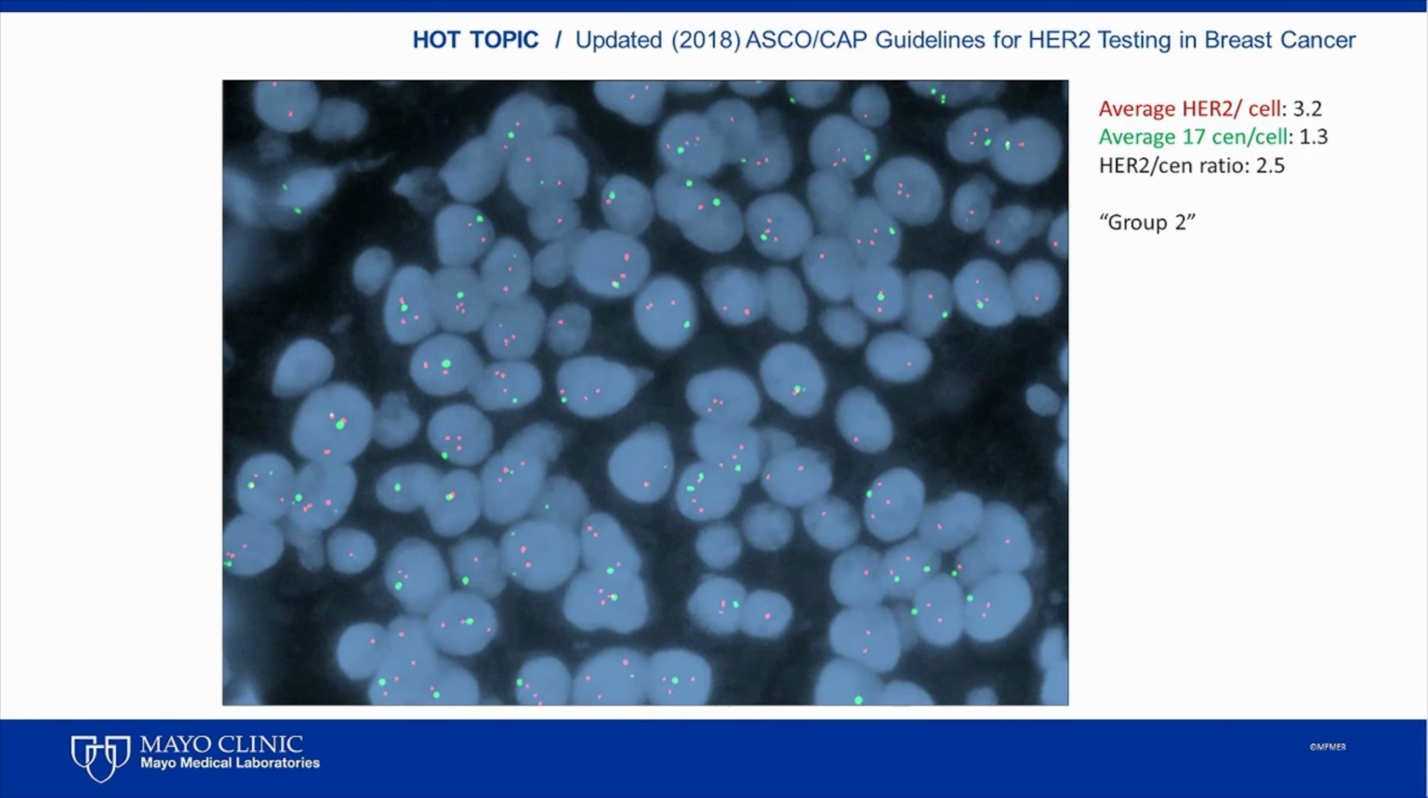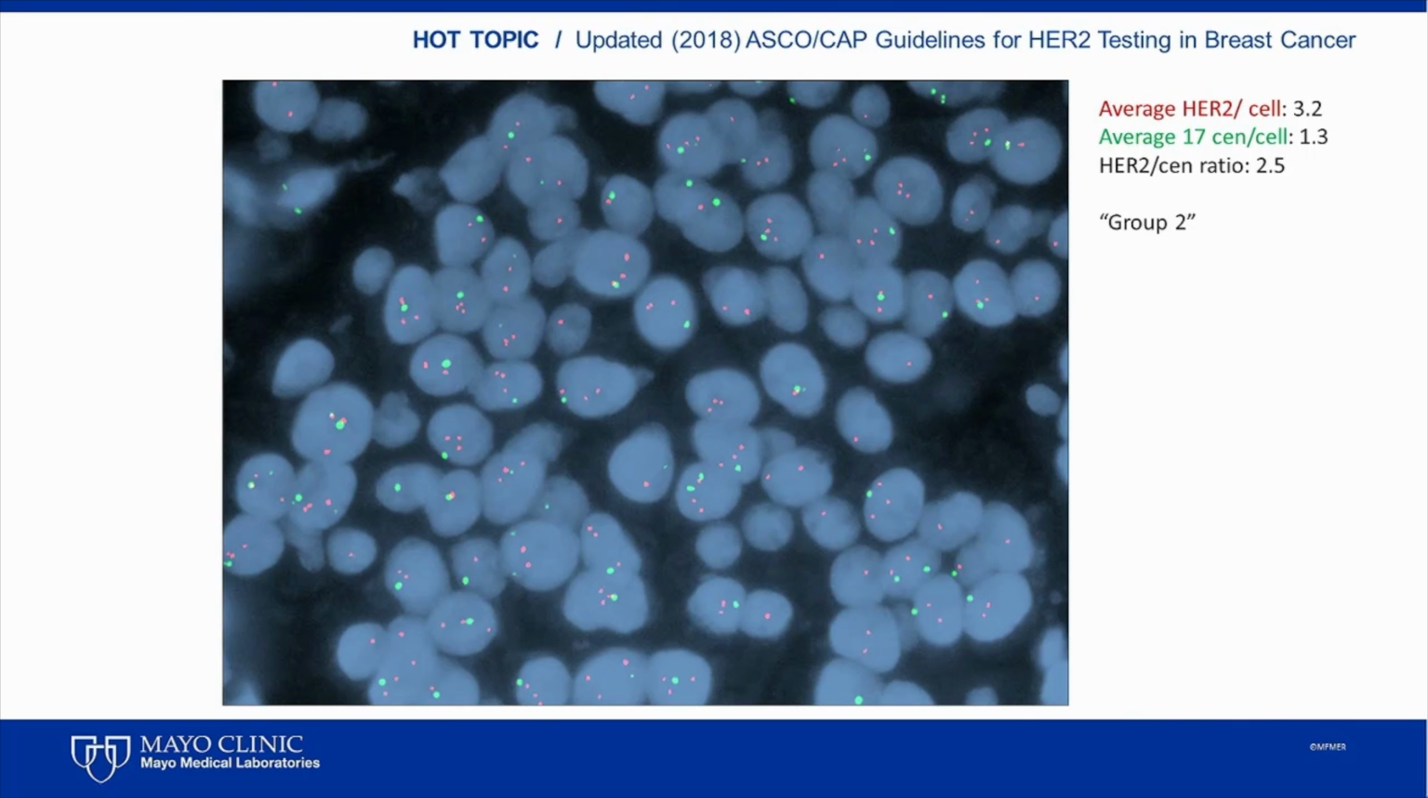Described in the literature as monosomy using various thresholds, copy number loss affecting the centromere control probe, labeled here in green, can inflate the HER2 centromere ratio, leading to a HER2 amplified or positive result, despite a low absolute HER2 copy number.